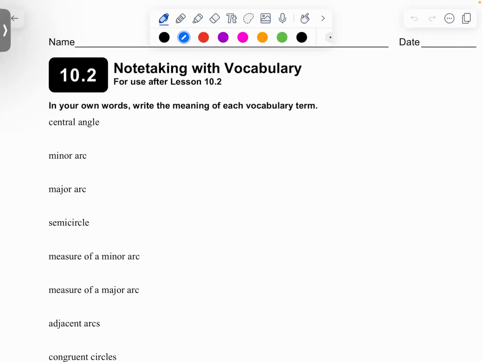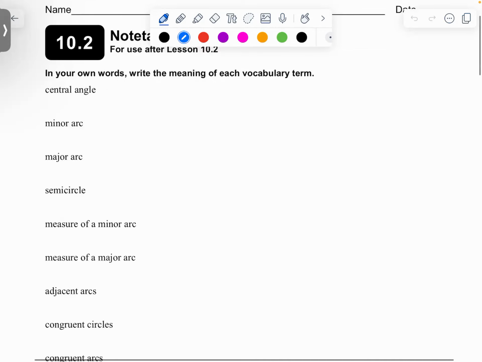Okay, so today our focus is going to be on angles and arcs. Our first major vocabulary word is central angle.